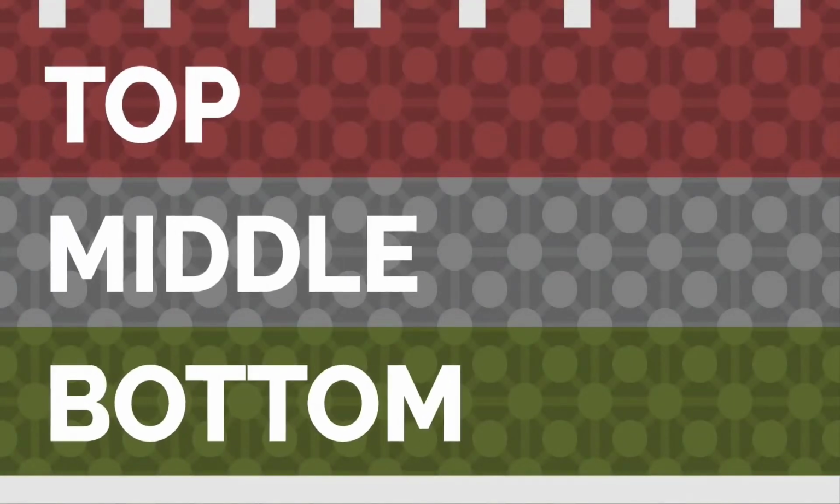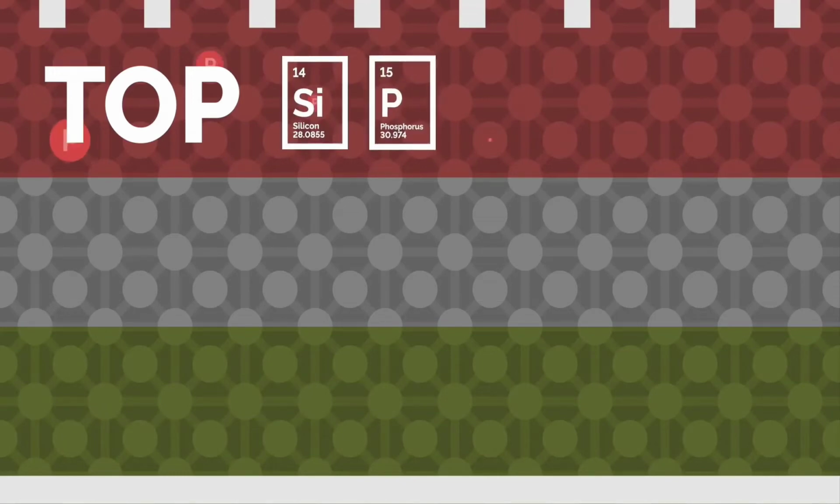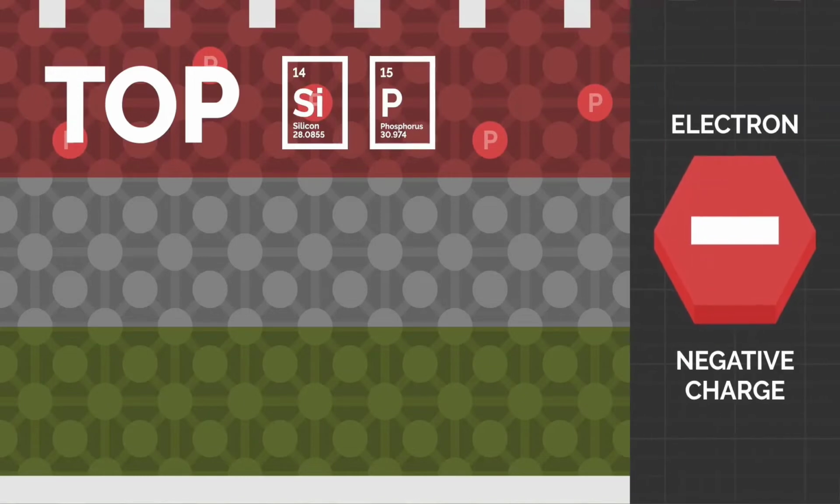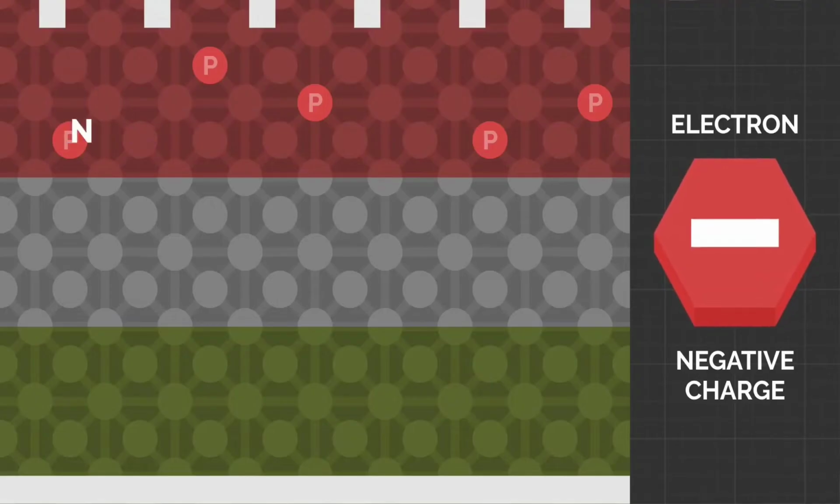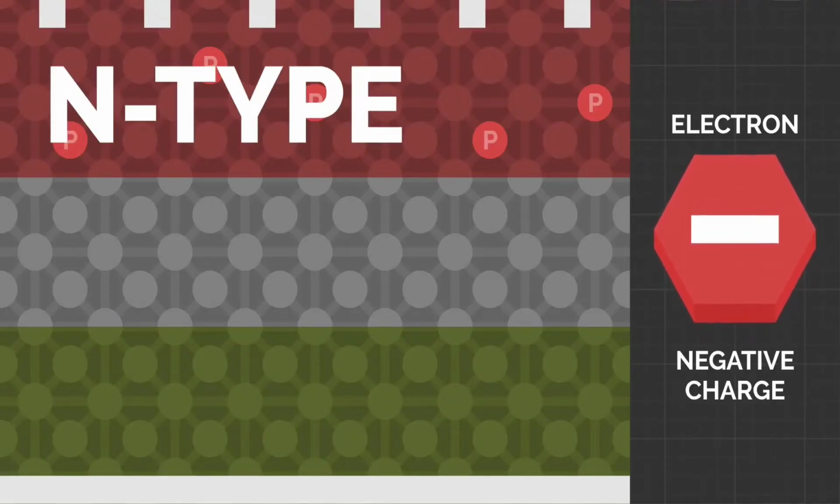The thin top layer contains very tiny amounts of elements such as phosphorus that has more electrons than silicon. This gives the top layer an excess of electrons. They are free to move and make the material more conductive. The top layer is also called negative type or n-type as it favors the collection and transport of electrons.